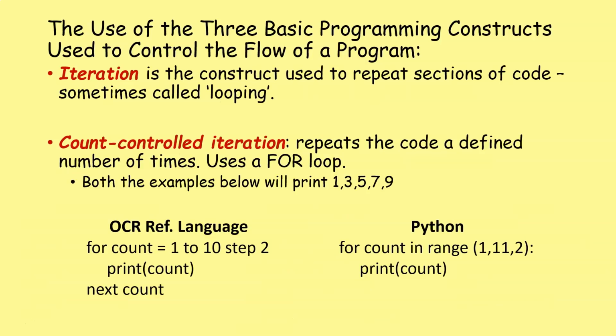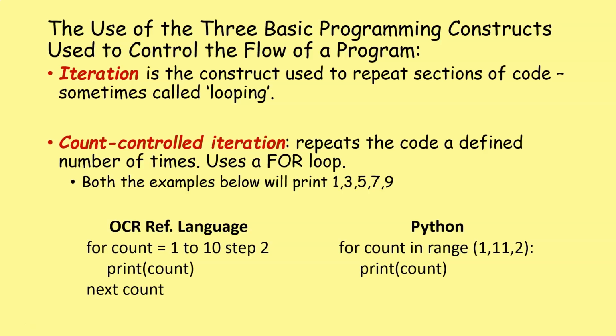The final programming construct is iteration. Iteration is the construct used to repeat sections of code, often called looping. There are two different types of iteration that you need to know: count-controlled iteration and condition-controlled iteration. Starting with count-controlled. This repeats the code a defined number of times. This will always use a for loop.